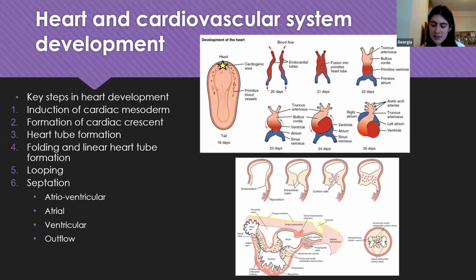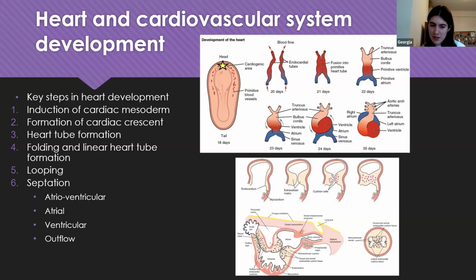In the outflow tract, the cells that have migrated are those neural crest cells that we talked about, but in the atrioventricular ones, it's actually mesodermal cells. So we're going to first talk about separating the atria from the ventricles. And this is done as the endocardial cushions within that region fuse together. And this results in the formation of two atrioventricular canals on each side of the heart. And the septation is completed by the formation of the mitral and tricuspid valves that form in these canals.